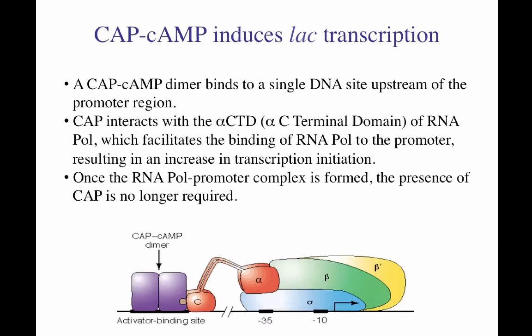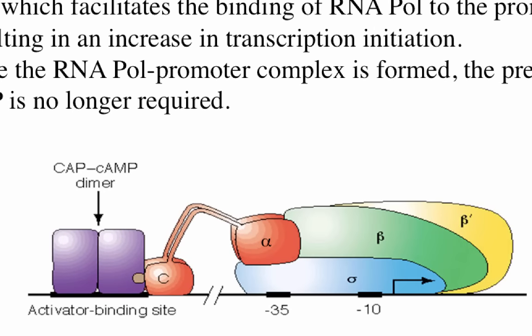So how is that accomplished? Well, the CAP cyclic AMP dimer binds to a single DNA site upstream of the lactose promoter. So I remember that's the CAP binding site. Now, CAP is interesting because it is able to interact with the alpha CTD, basically the alpha protein C-terminal domain of the RNA polymerase. Remember that the RNA polymerase has an alpha, a beta prime, and the sigma factor as part of the proteins that make it.